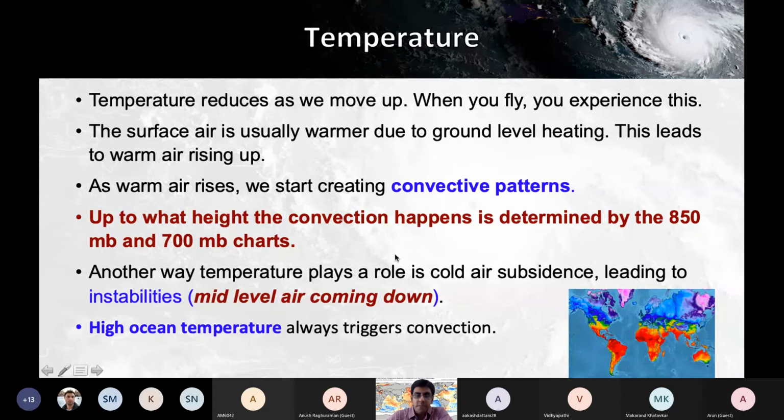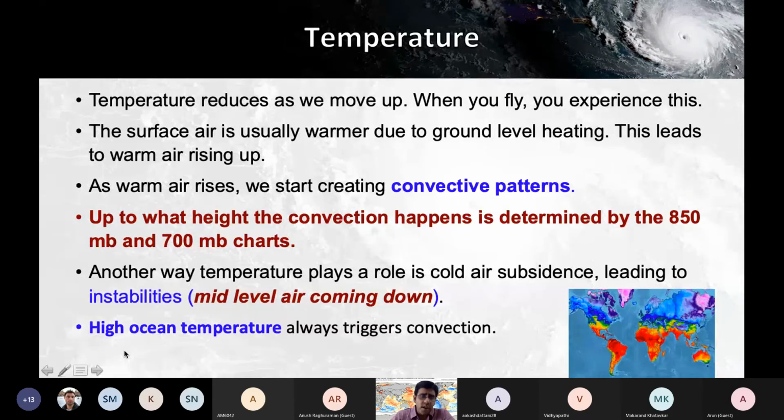So there are two things when you talk about temperature. One is warm air rising up. The other is cold air from the top moving down. The cold air from the top moving down happens during winter season, which actually leads to instabilities, and that has the tendency to form these thunderstorms that we talked about, okay, or winter rain that we talked about.